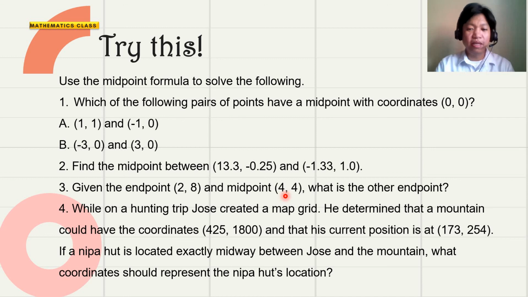Okay? And then last is, ito na. So, word problems tayo. So, ganoon din like what we did doon sa problem between Hannah and Ryan. So, ganoon din yung magiging setup dito. No? So, ang tinatanong dyan, if a nipa hat is located exactly midway between Jose and the mountain, no, find the coordinates should represent the nipa hat's location. Okay, so, gagamitin nyo pa rin dito yung ating midpoint formula. So, again, sa mga word problems natin, intindihin nyo munang mabuti yung problem, i-analyze nyo muna bago nyo siya isulat mathematically. Okay, so that's it.